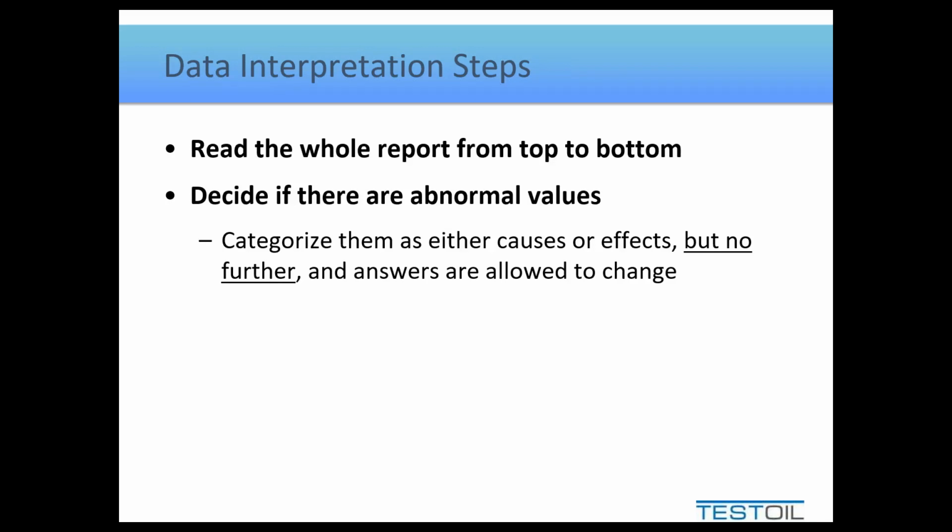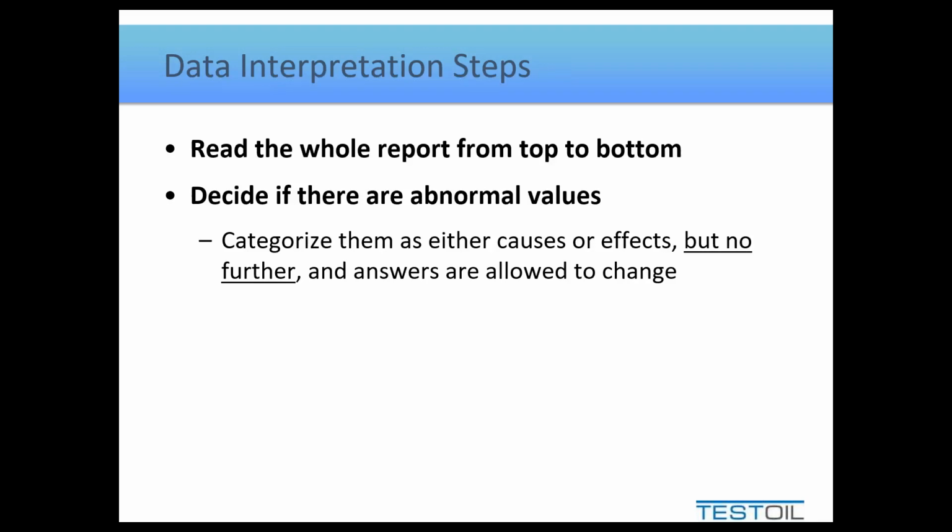But what I want you to do as you read every piece of data on the report and you find something that's abnormal, categorize it. And the categories are simple. It's either a cause or it's an effect. Now, as you assign it a cause or effect title, 2 things. One is don't try and figure out what it's a cause of, what it's causing, is it an effect of this or an effect of that. Just assign it cause or effect. That's it. Don't go any further.